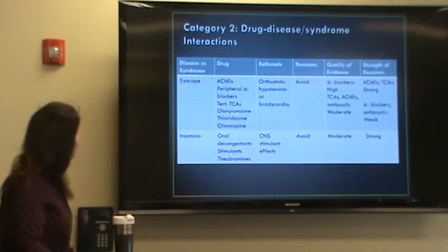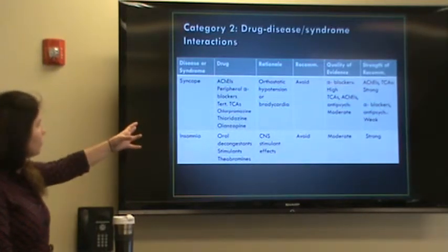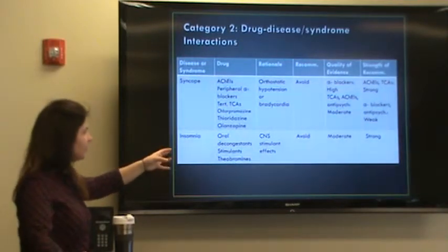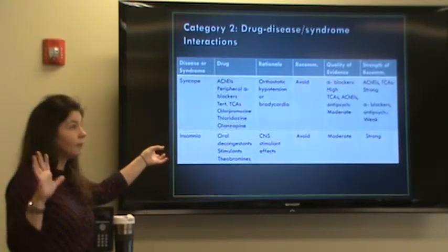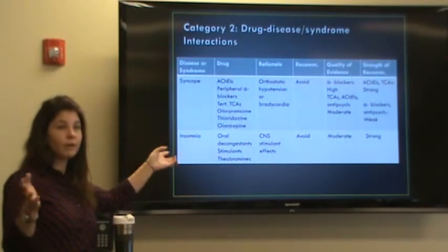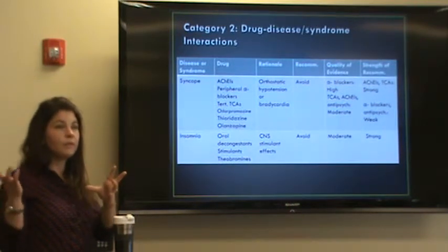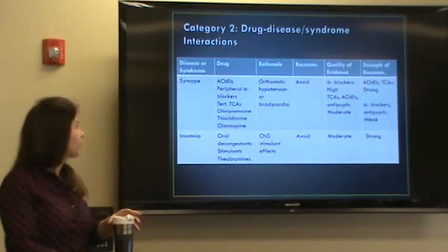Let's see. So we have some drugs and diseases. Again, if you have syncope, avoid drugs that cause orthostatic hypotension. If you have insomnia, avoid drugs that are CNS stimulants, right? Like oral decongestants, and for example, Sudafed is a good drug that is essentially a stimulant. So if you have patients that are elderly and experiencing a lot of insomnia, probably pseudoephedrine is not the best drug for those patients.